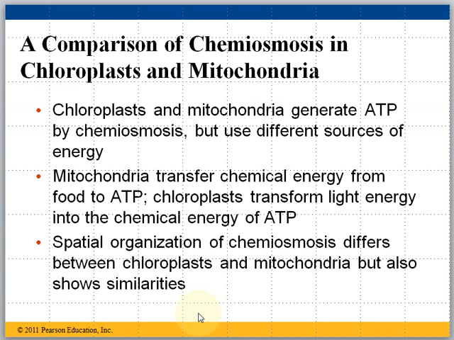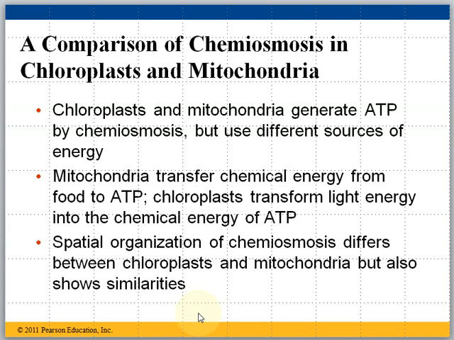We're going to end this portion by talking about what respiration and photosynthesis have in common. One of the things they have in common is electron transport chains. Another thing they have in common is the way they create ATP, and that's using this process called chemiosmosis. So let's look at chemiosmosis in chloroplasts and in the mitochondria.